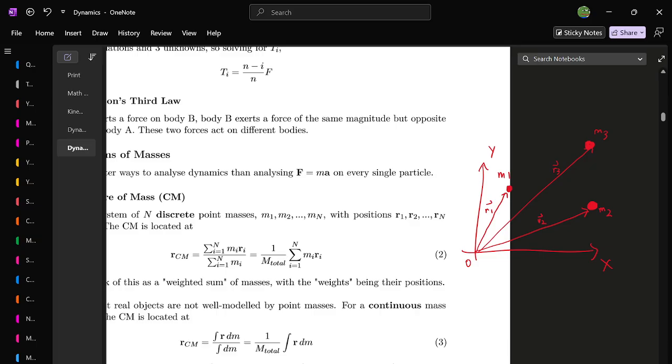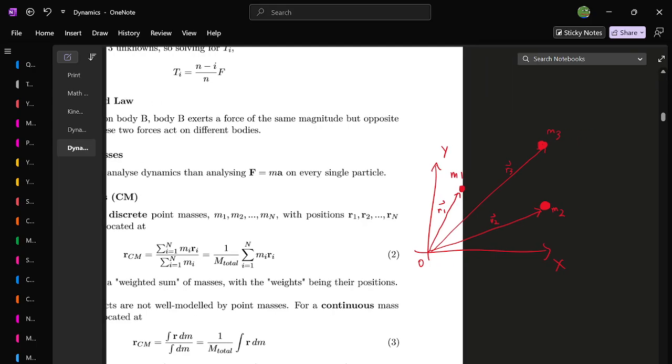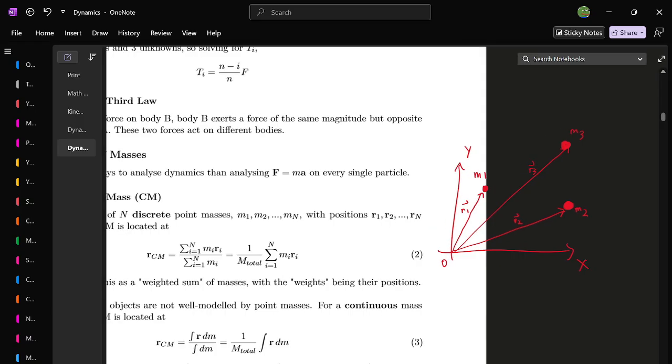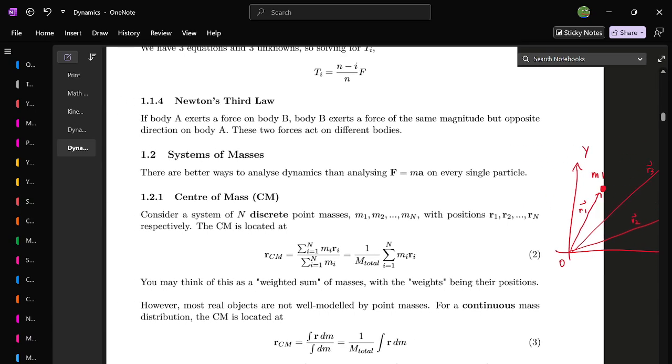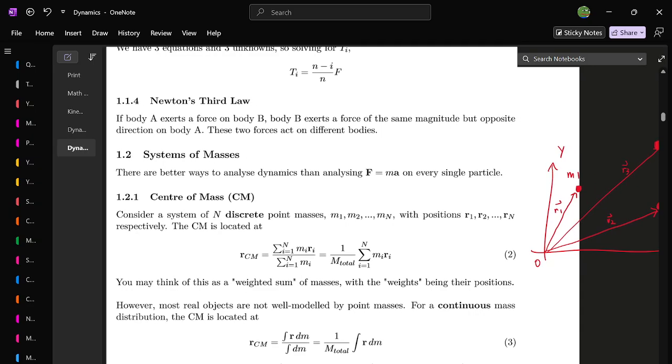Suppose that there's some force going on within the masses, or some force that's pushing all the masses along. Now, it's going to be quite complicated to analyze F equals ma on every single particle. Here I've only drawn three particles, but what if we had 3,000 particles? I don't think anyone would want to write 3,000 F equals ma equations. That's why we developed simpler methods, such as considering the center of mass.